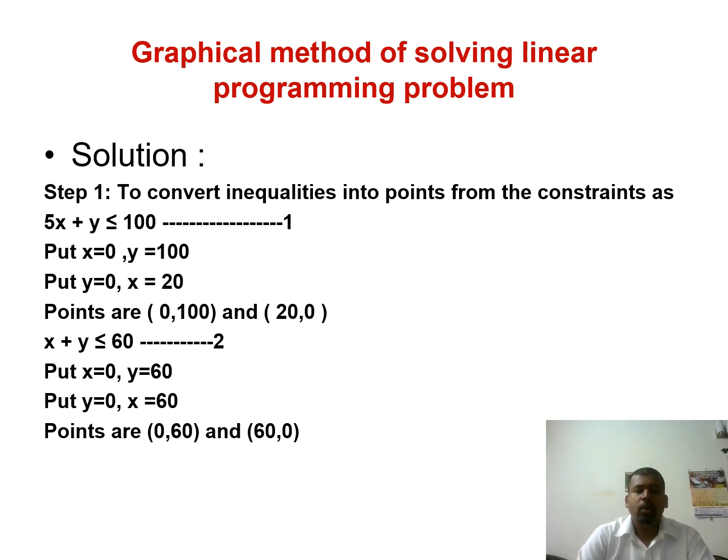In the same way, for the storage condition, we have x + y ≤ 60. The same procedure is adopted: with x = 0 and y = 0, we get the points (0, 60) and (60, 0). So in step number 1, the inequality conditions are converted into points for drawing a graph. This is step number 1.